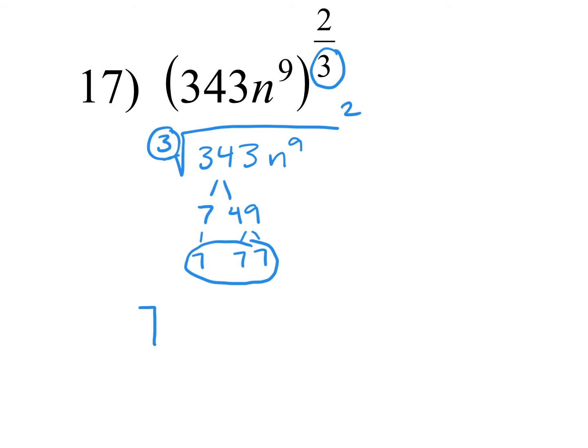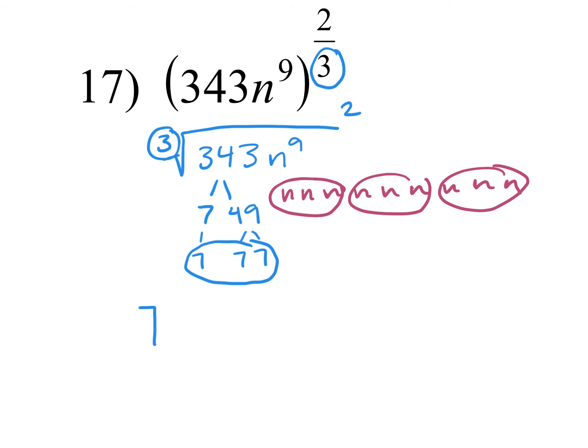Now we do the same thing with the n's. How many n's do we have? 9. 1, 2, 3, 4, 5, 6, 7, 8, 9. We're circling groups of 3. So, 3, 3, and 3. So how many n's do we take to the outside?